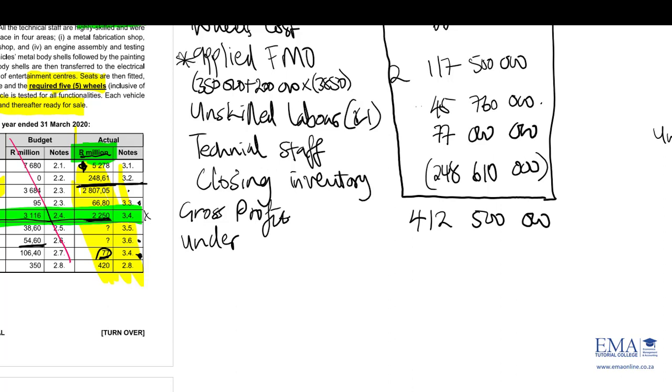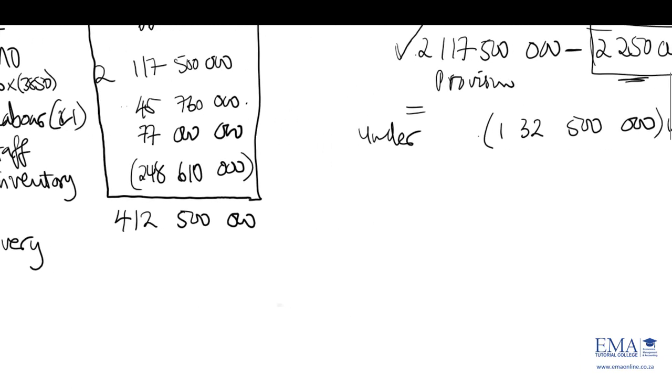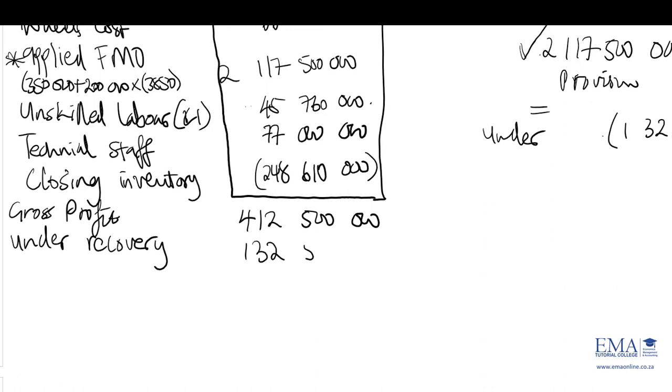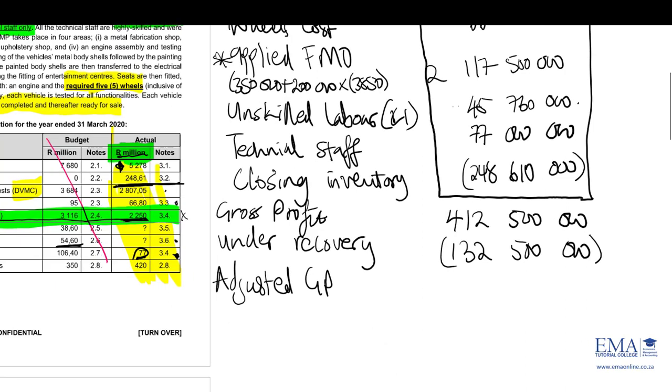Okay, so under was how much? Under recovery, or under applied, or under absorption, one and the same thing. It was 132,500,000. Okay, so this is being subtracted. So after you subtract it, you get what you call an adjusted gross profit. We get the adjusted gross profit, which is going to be how much? This gross profit less the under recovery. We get an adjusted gross profit, which is going to be 280 million according to my calculation.